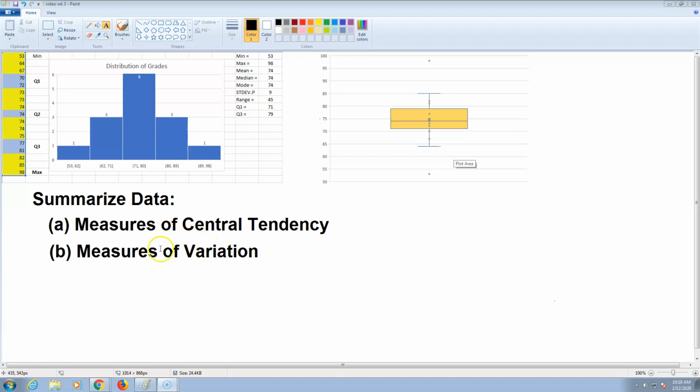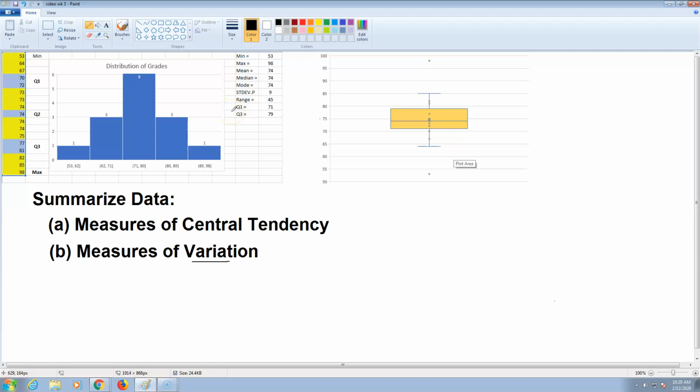All right, another way I can summarize the data of my 17 scores from the students in a statistics course, I can use something called measures of variation, which basically tells me how the data is spread out. Let's put it this way in layman's terms: how much the data look alike or how much the data look different from each other. Okay, and we call that measures of variation.